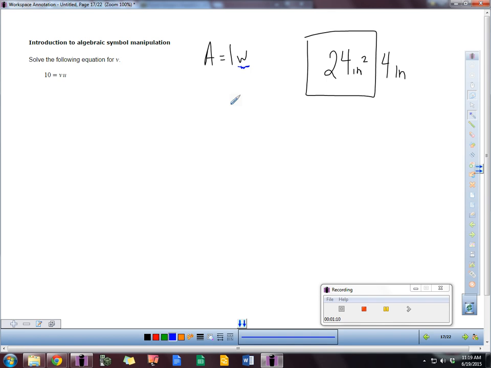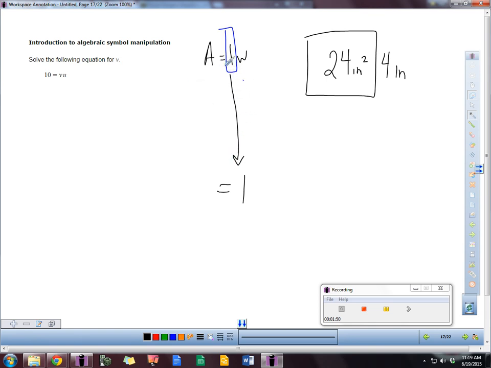But what happens is when you have a whole bunch of problems that are set up this way, and you're trying to find the length when given the area and the width, we can rewrite a new formula using algebraic symbol manipulation. So what we want to think about is, how do we get this letter that we're trying to solve for, in this case L, by itself? In our final answer, we want to have L equals something. So that means the W needs to go to the other side.